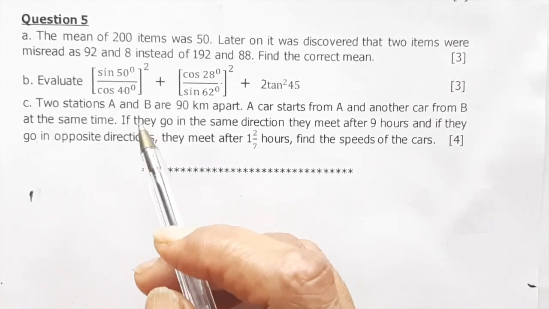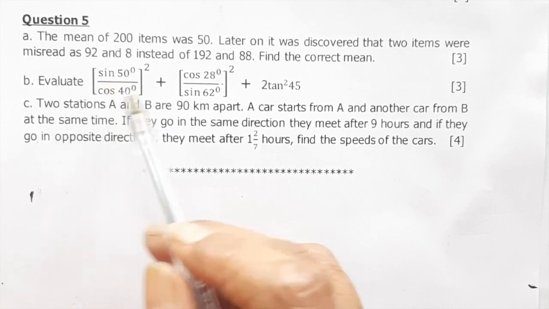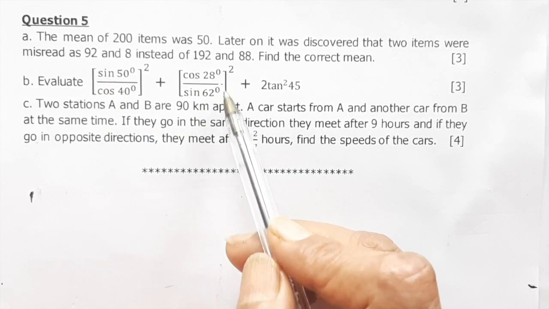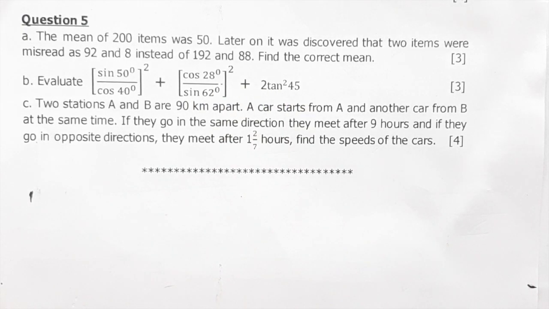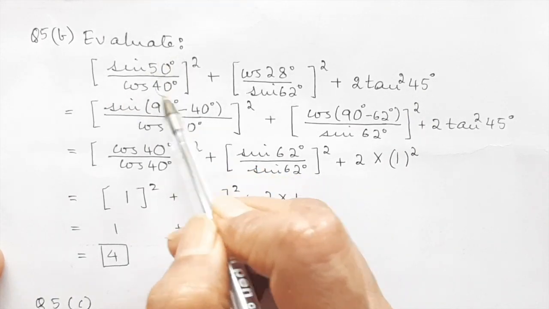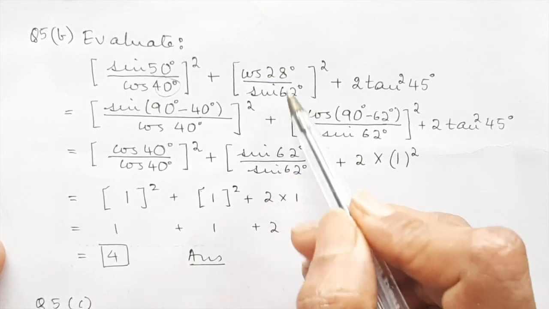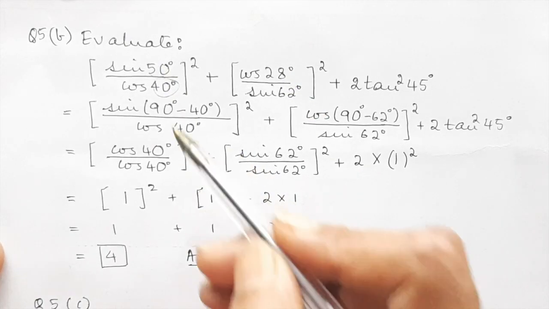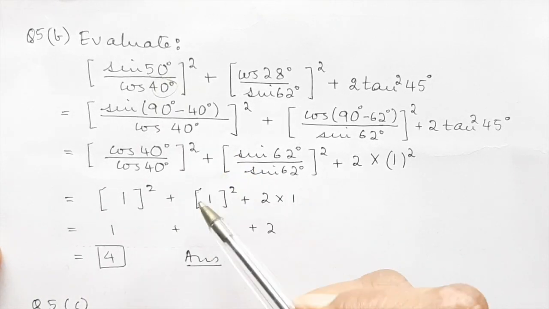Look at our 5b. Evaluate: (sin 50 degrees upon cos 40 degrees) whole square, plus (cos 28 degrees upon sin 62 degrees) whole square, plus 2 tan square 45 degrees. So we copy this question and now look at this 50 and 40. They add up to 90 degrees. Look at this 28 degrees and 62 degrees. They add up to 90 degrees. So they are complements of each other. So we have to write this 50 degrees as 90 minus 40 degrees.